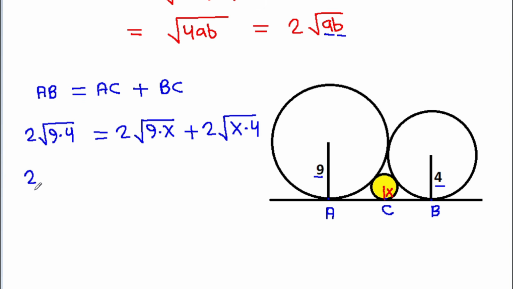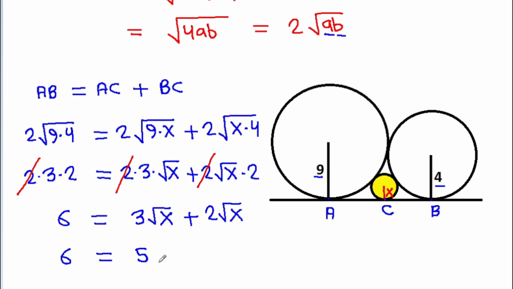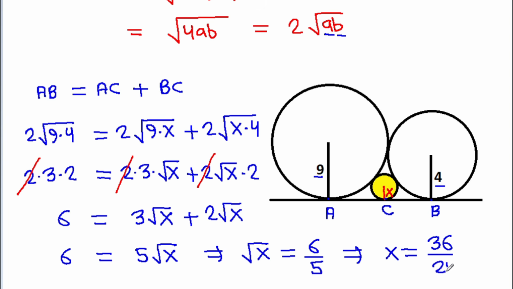and it is 2 times 3 times root x plus 2 times root x times 2, and 2 will get cancelled, so 6, it is 3 root x plus 2 root x, and 6 is 5 root x, so root x is 6 divided by 5, and x is 36 divided by 25.